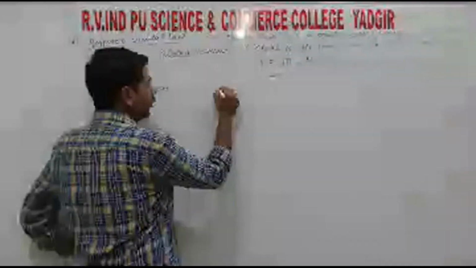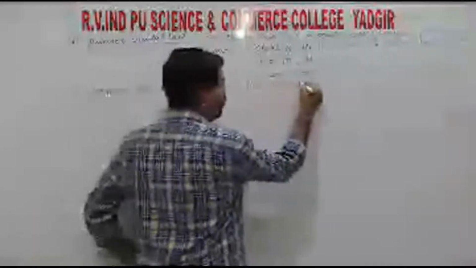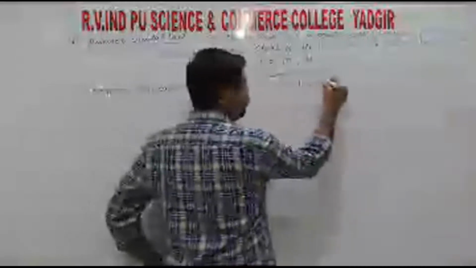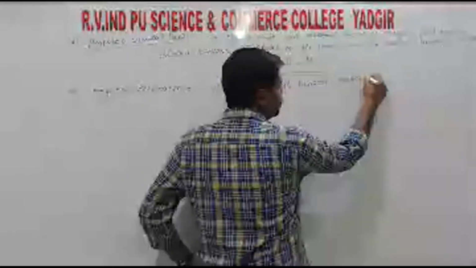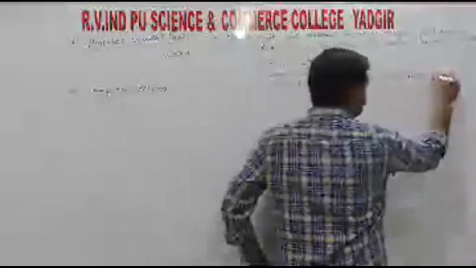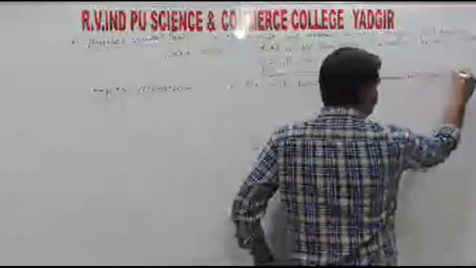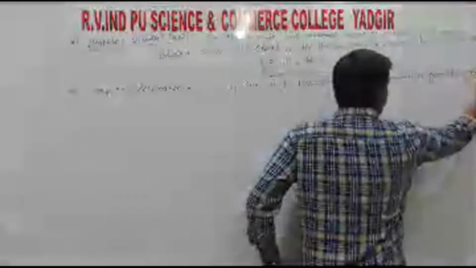It is the angle between the magnetic meridian and the geographic meridian. Since it is an angle, the name given to it is declination.